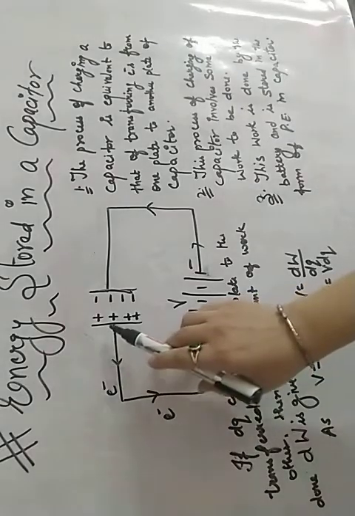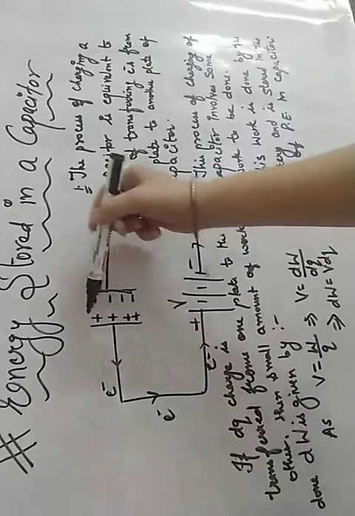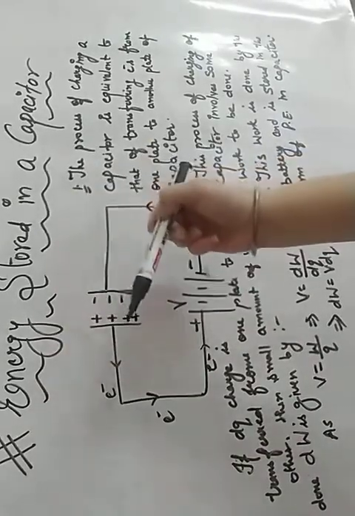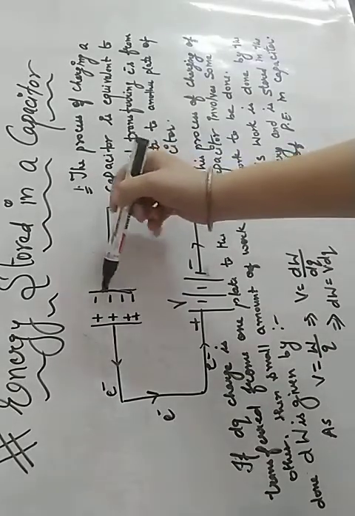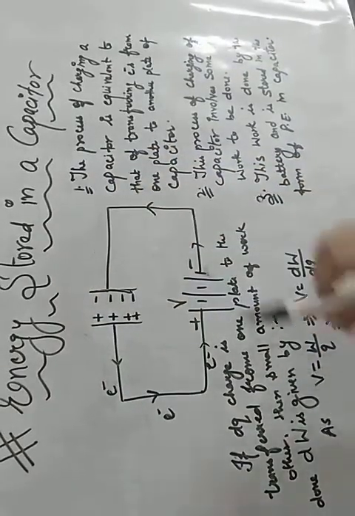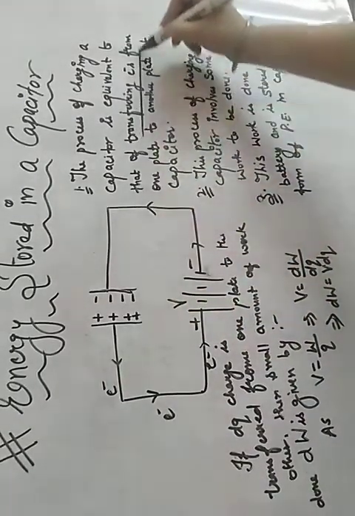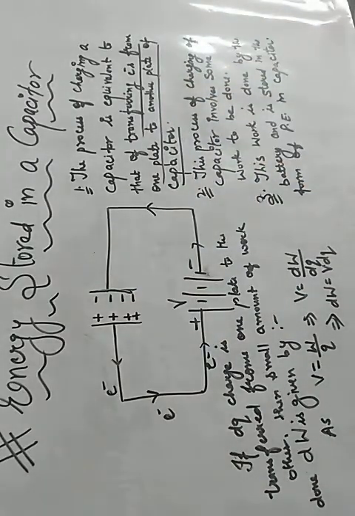Now, as this plate is losing the electrons, this plate acquires a positive charge, and similarly as this plate is gaining the electrons, it acquires a negative charge. So that is why it is written: transferring of electrons from one plate to another plate of the capacitor.